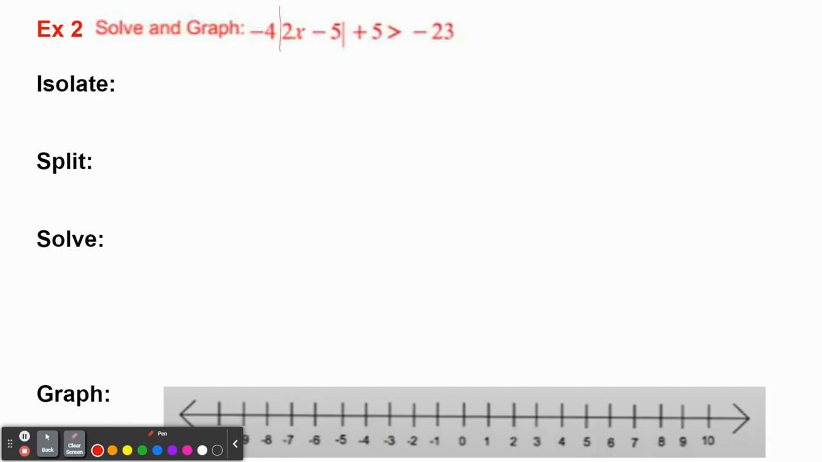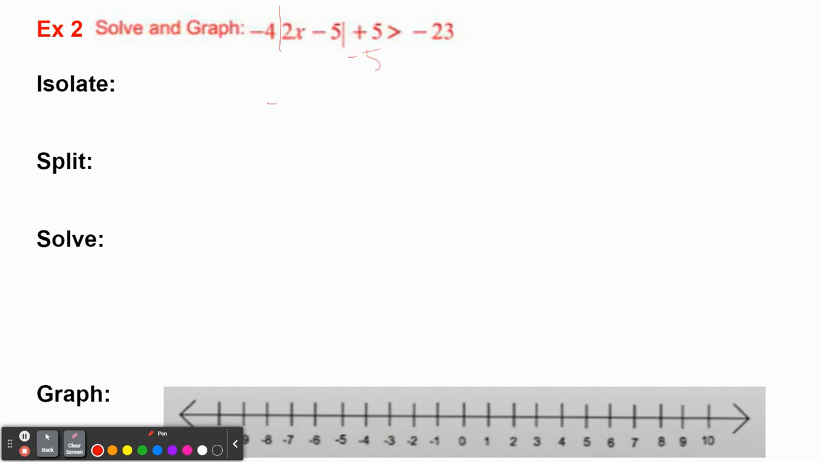I've seen some tendencies to want to distribute into the absolute value. Remember that although when it's squished together, we are multiplying that, we don't want to distribute. We want to isolate first. That's our number one goal. We could divide everything by negative 4, but that's going to be a bit messy. I think we should subtract 5 to start in order to isolate.